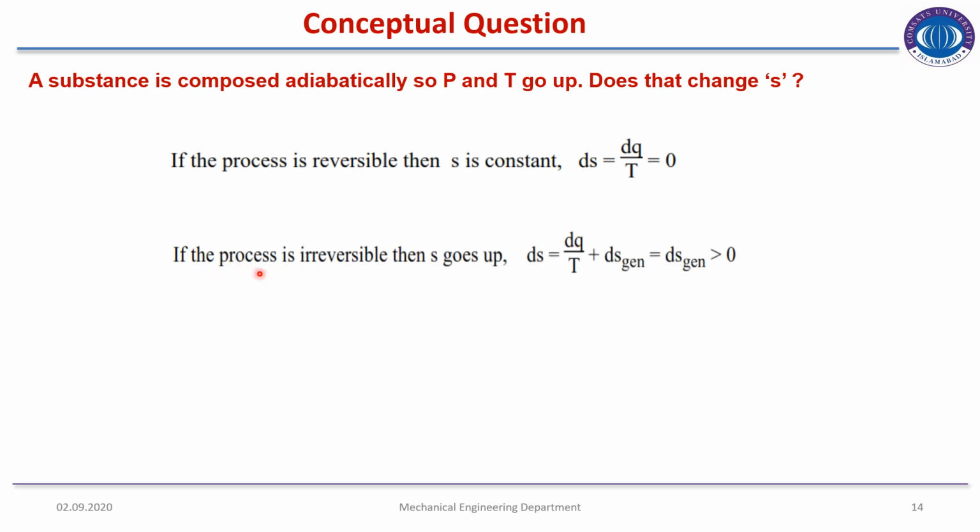And if the process is irreversible, then the relation will be dS is equal to dQ by T plus dS generation. The term dQ will be 0 due to the adiabatic process and dS will be equal to dS generation. So the entropy generation will be present only due to the irreversibility during the process. Therefore, the S universe will increase.